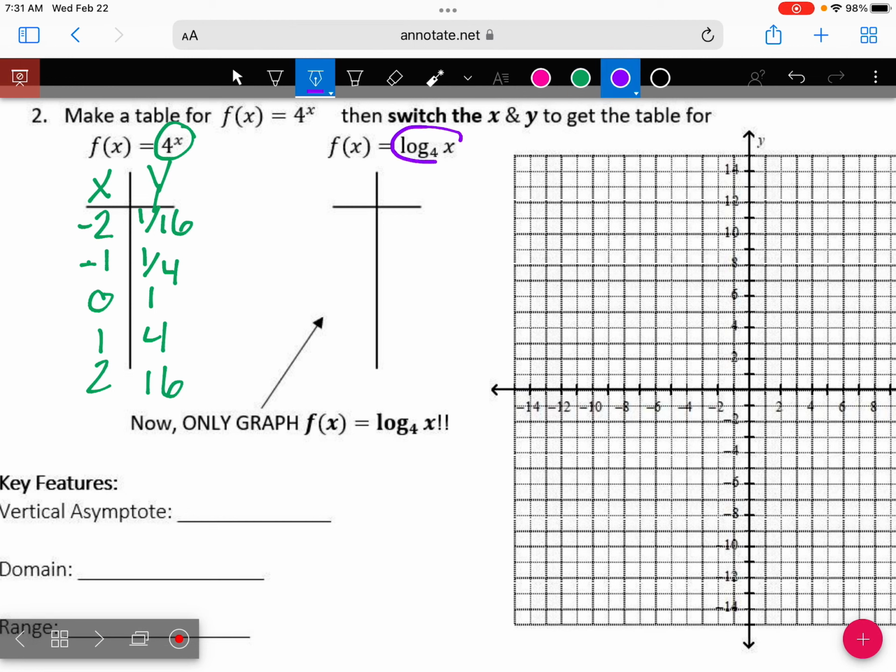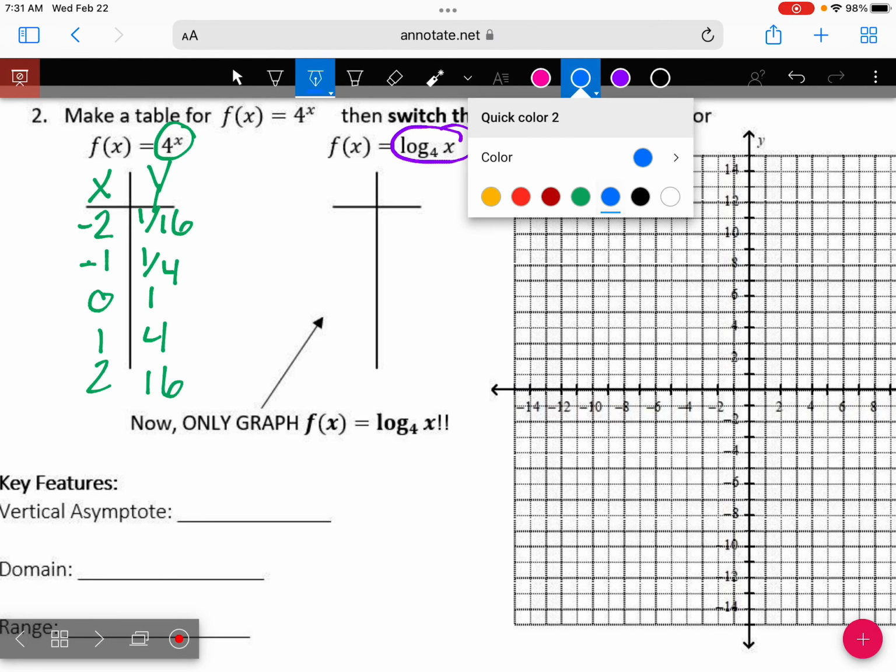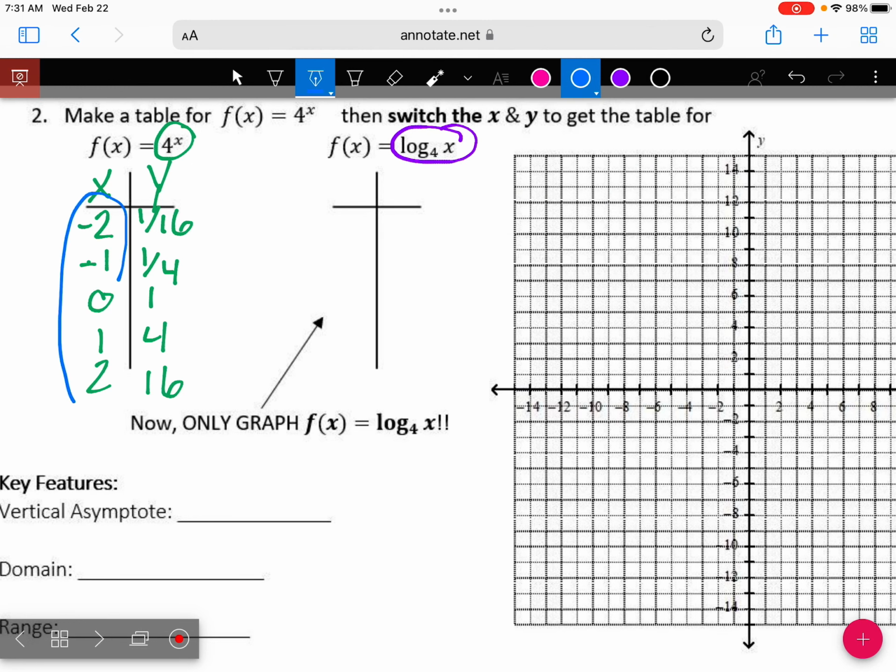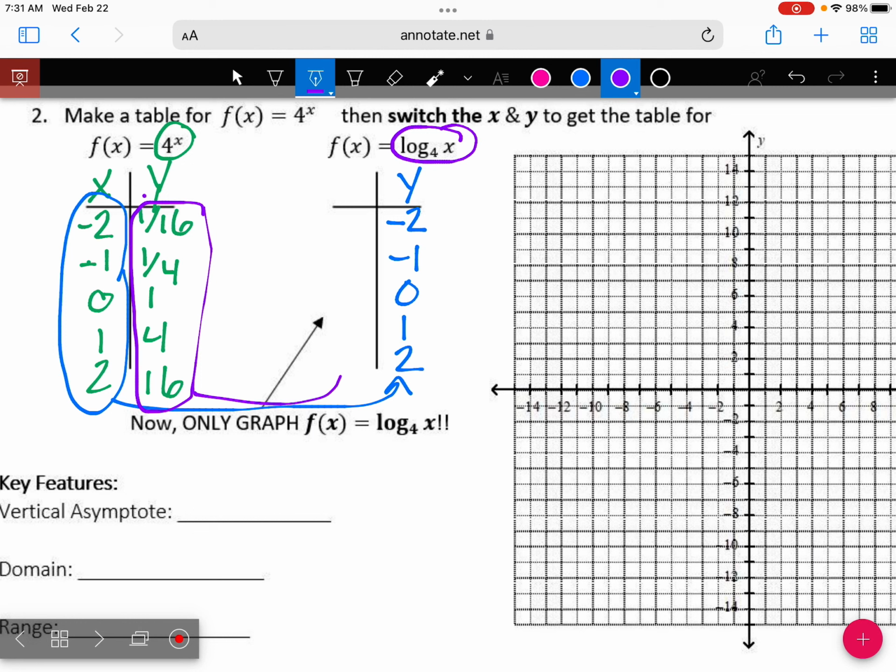So to graph our log base 4, what we're going to do is grab my x column and put it in my y column. -2, -1, 0, 1, and 2. I'm going to grab what was the y column, which my stylus is being a jerk today, and it's going to be my x's. 1/16, 1/4, 1, 4, and 16.